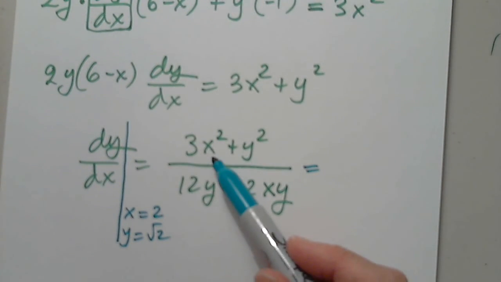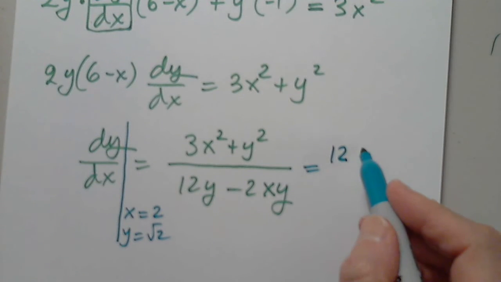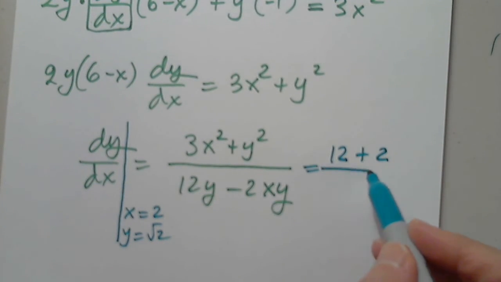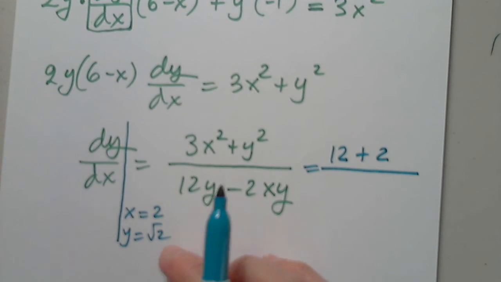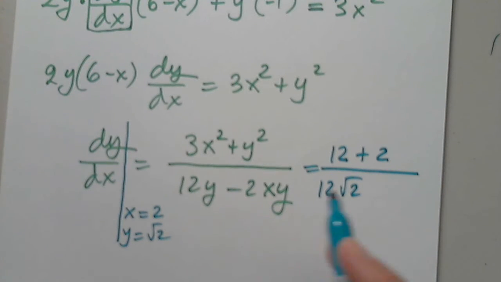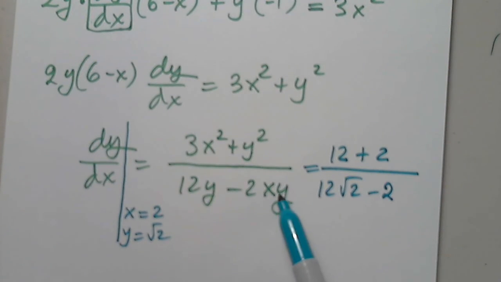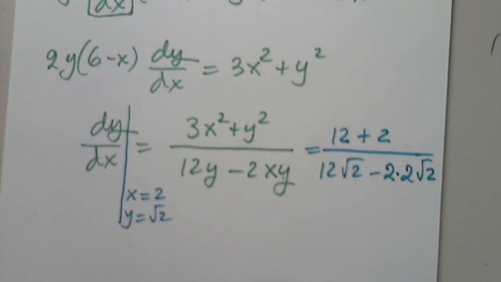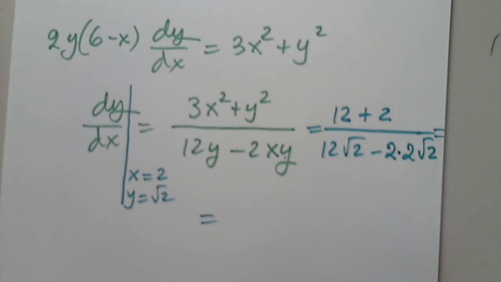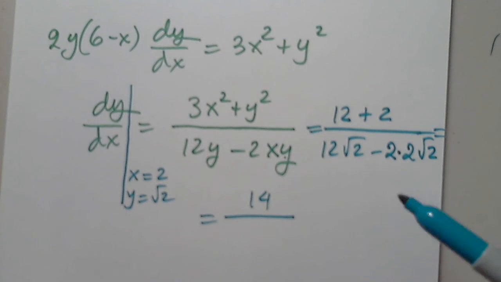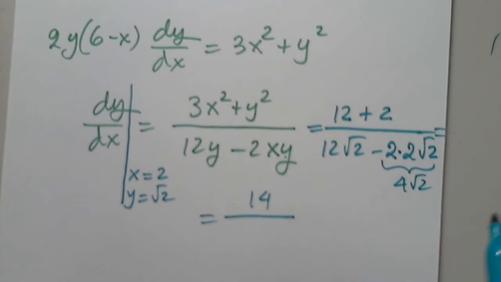So 2 squared is 4, 4 times 3 is 12, plus the square root of 2 squared is 2. 12 times y is 12 the square root of 2, minus 2, and then I multiply these two, so times 2 the square root of 2. I continue. 12 plus 2 is 14. Here I have 12 the square root of 2 minus 4 the square root of 2. So this is 4 the square root of 2.